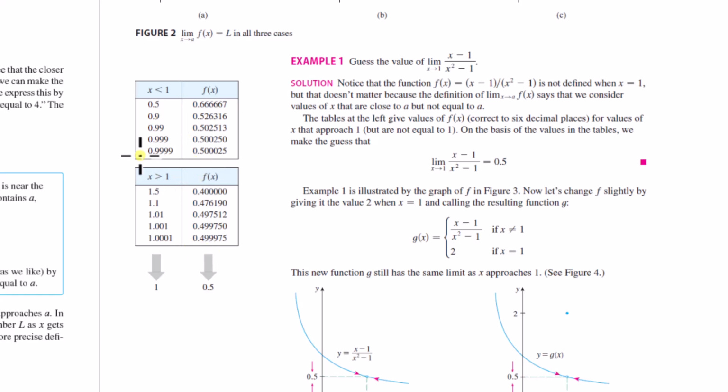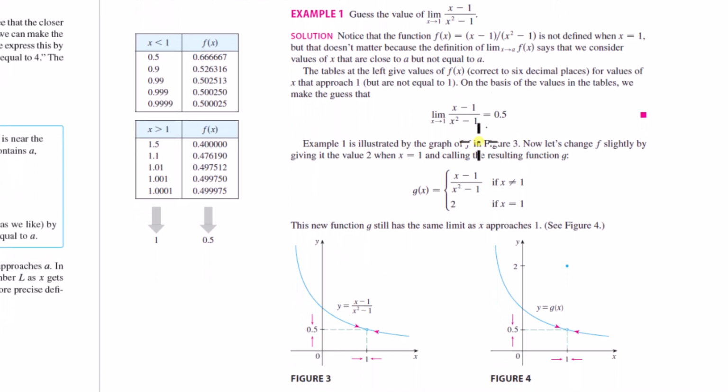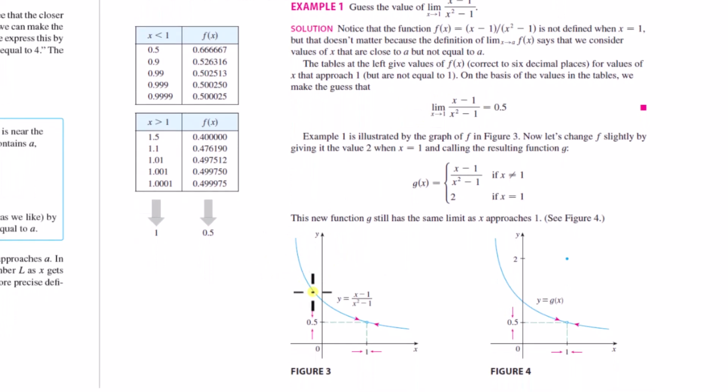It looks like if we had a really big calculator and we did 1 trillion 9s and 1 trillion 0s and a 1, we would still be sandwiching 1/2, in a finer and finer way. And so on the basis of this analysis, we would guess that this limit is equal to 0.5. Okay, and so they plot the graph of this function, which is shown here.